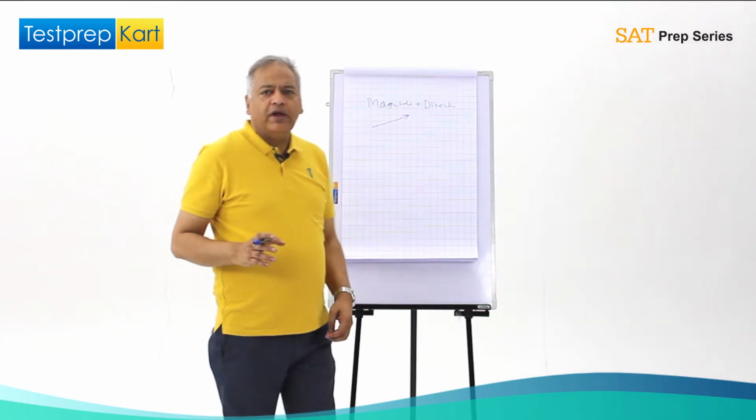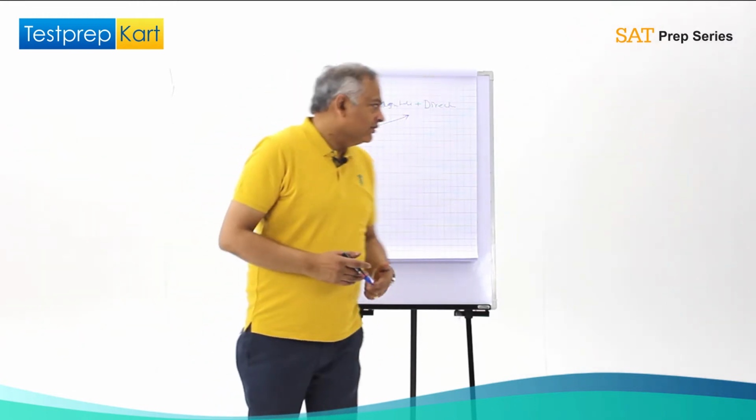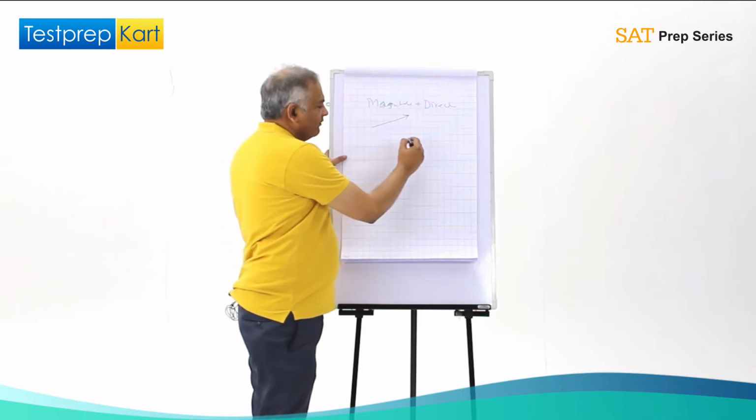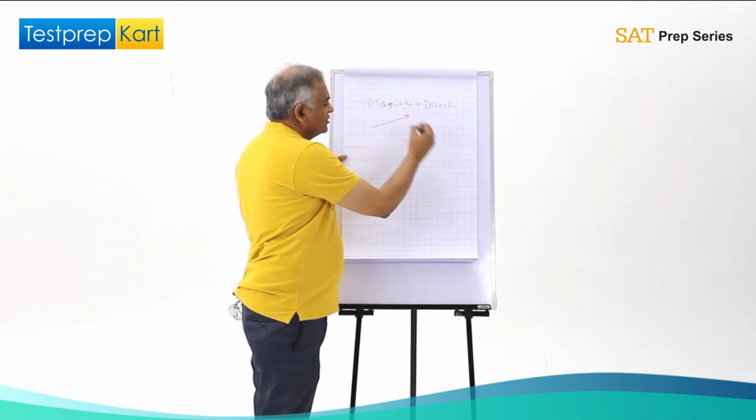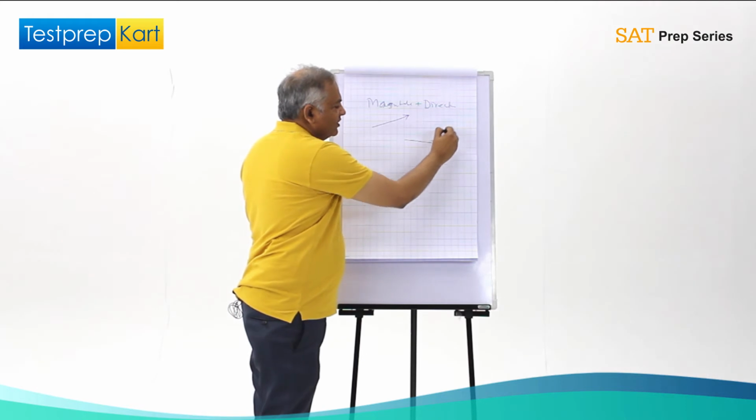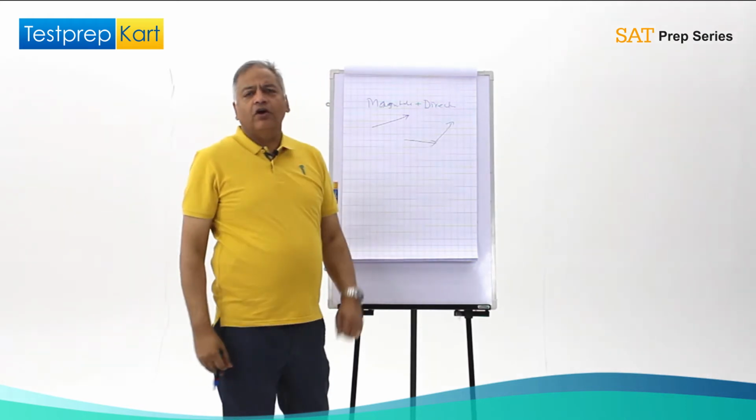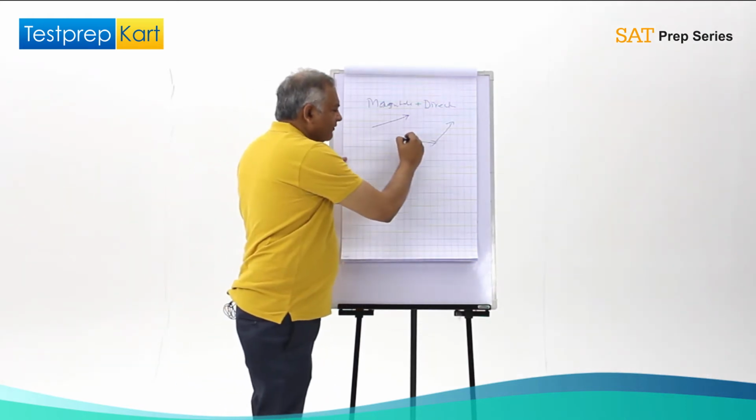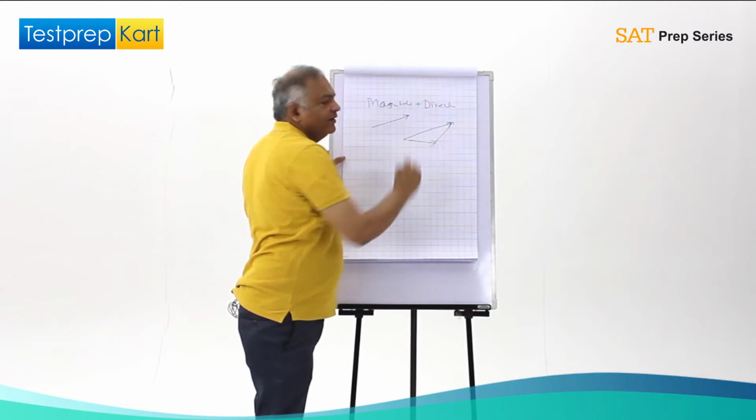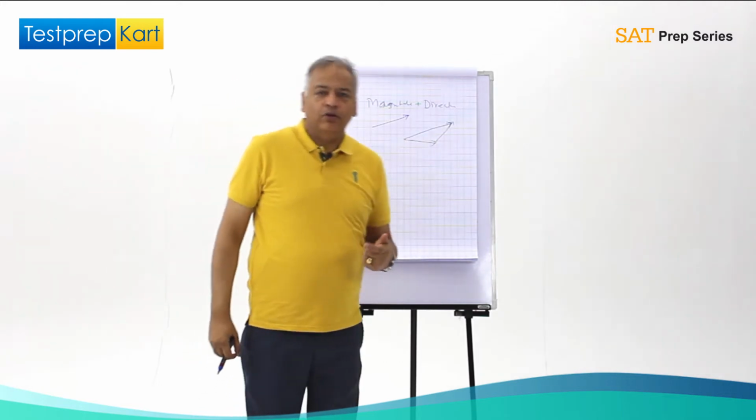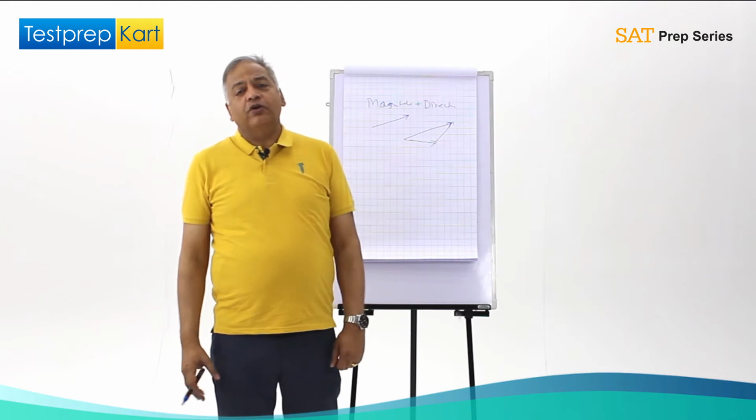Now, if we want to add two vectors, then let's take another vector as this, and this vector as, I'll start with this. Now, the addition of these two vectors will be a third vector, which is this one, known as the triangular law. So, that's the addition of two vectors.